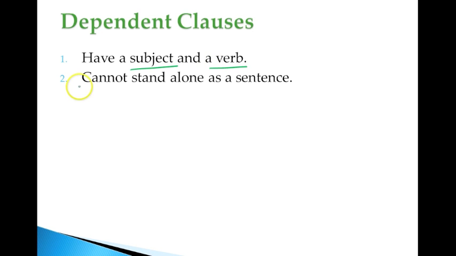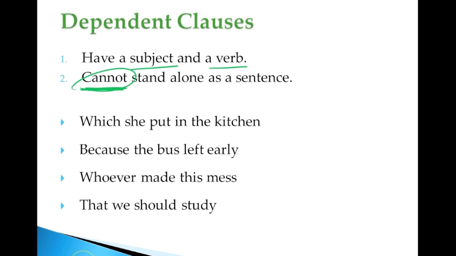The other category are dependent clauses. And dependent clauses also have a subject and a verb, but they cannot stand alone as a sentence. Here's some examples. Which she put in the kitchen. Because the bus left early. Whoever made this mess. That we should study. These are all clauses. They have subjects and verbs.